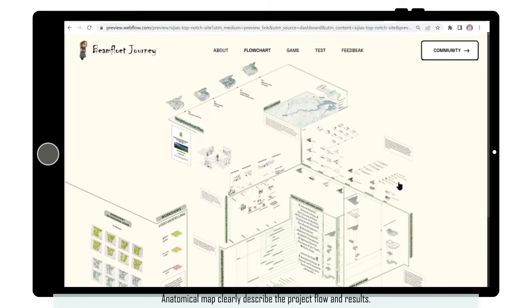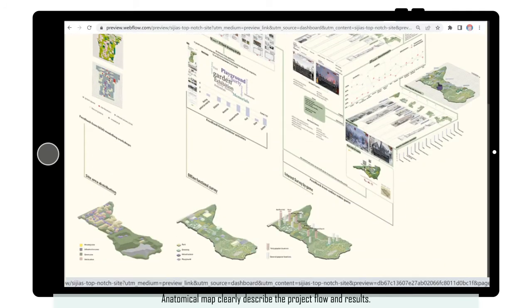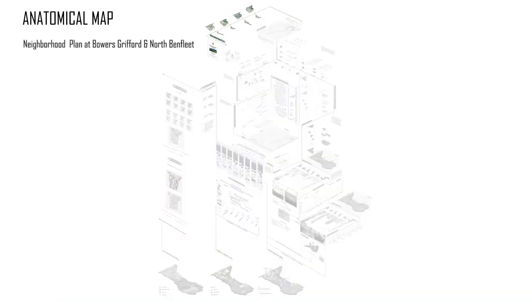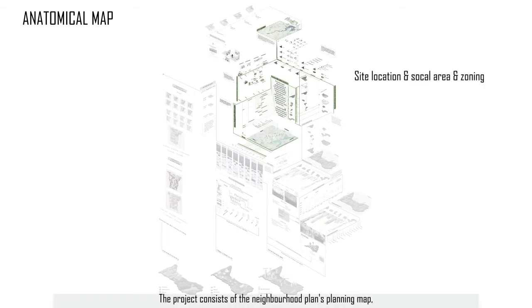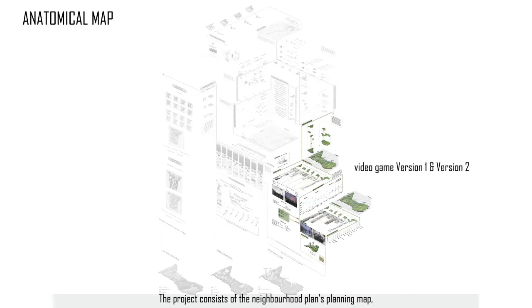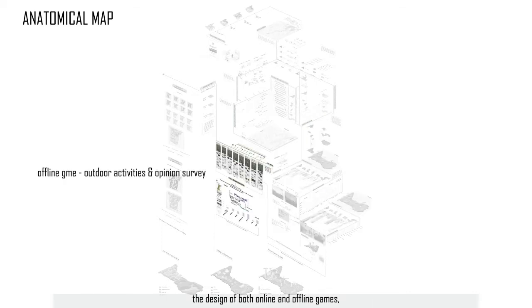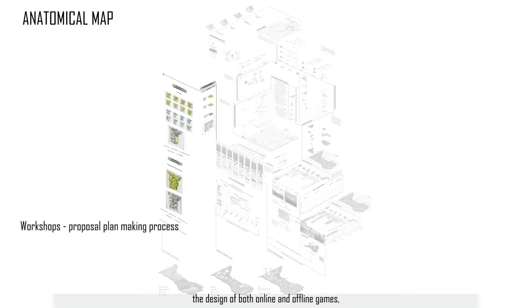An anatomical map clearly describes the project flow and the results. The project consists of the neighborhood plan's planning map, the site's introduction and zoning process, the design of both online and offline games, and the feedback test results.